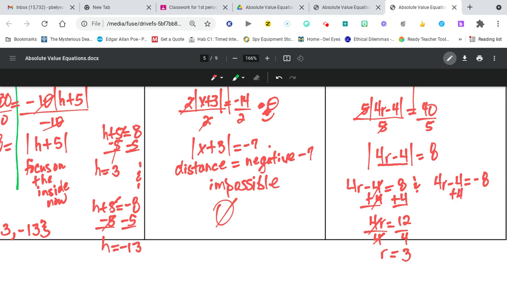The other answer for r is solved the same way. It's a basic two-step equation. That's to the left, that's to the right. It's more to the left. I'm going to subtract. You get negative 4. Divide both sides by 4. And r is equal to negative 1. So your two answers again are 3 and negative 1. That's what you should have gotten.